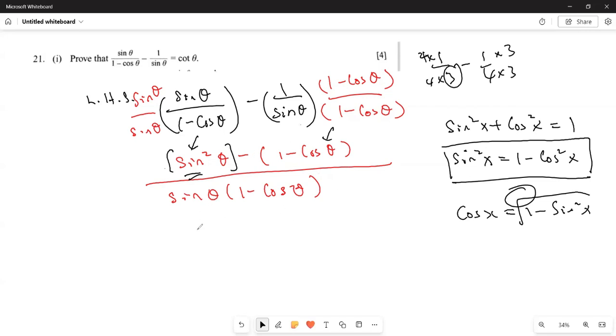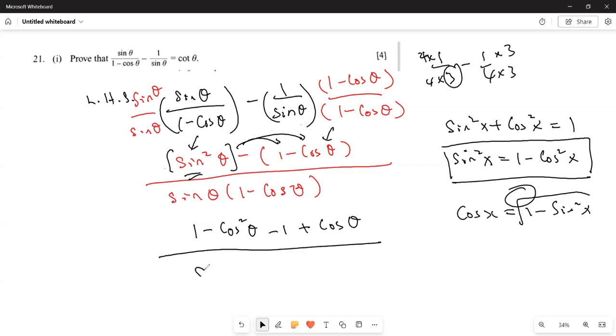So what you get here is 1 minus cosine squared, not x, theta. I'm used to writing x. Am I going too fast? And then you multiply this in, and what do you get? You get minus 1 plus cosine theta. Then you should be very happy. You know your answer is coming out already, isn't it? Because the 1 is being cancelled off. Can you see? Slowly, slowly.